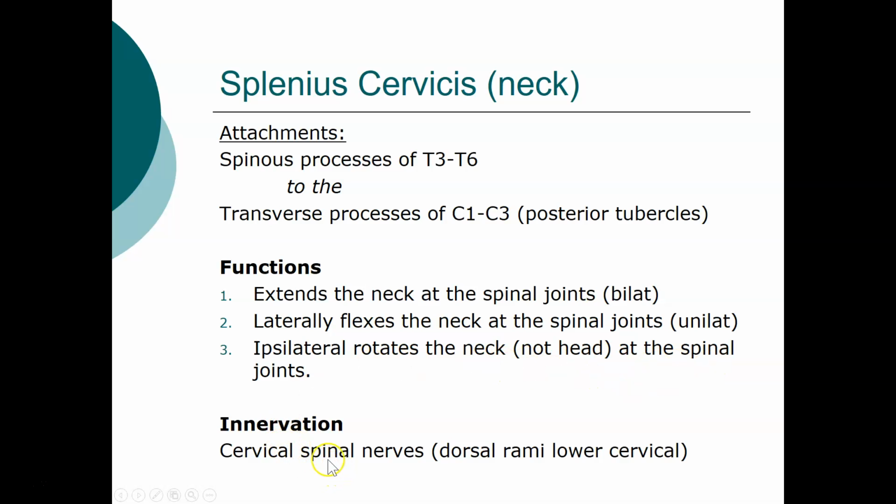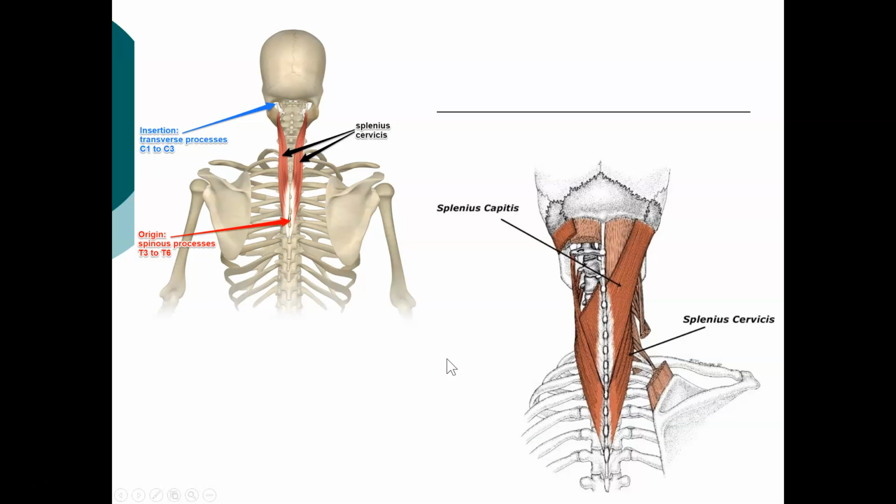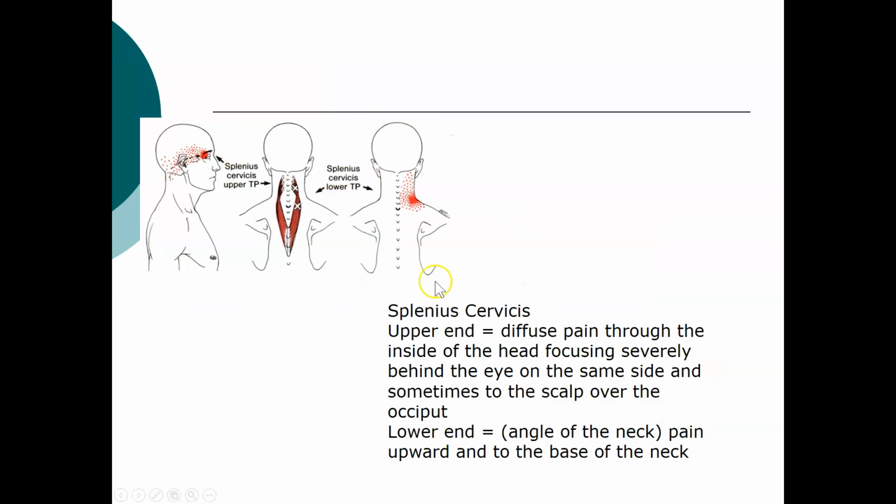So we say again, ipsilateral rotation of the neck, not the head, at the spinal joints. Its innervation is the cervical spinal nerves of the dorsal rami, lower cervical. So the capitis muscle was the middle cervical levels, sorry, and the cervicis muscle is the lower cervical area. You see it here, arising here from the lower, whereas capitis would be a little higher up in the middle. This splenius cervicis, it's got a couple of trigger points.